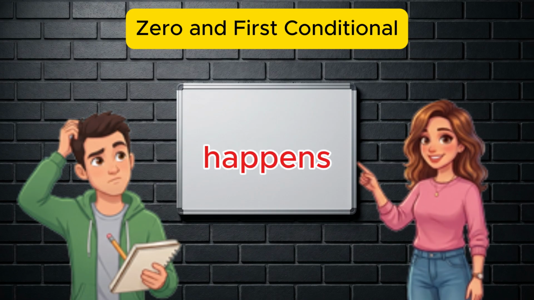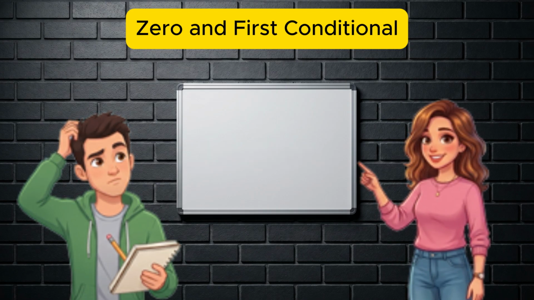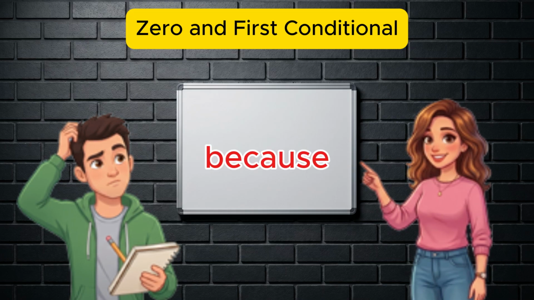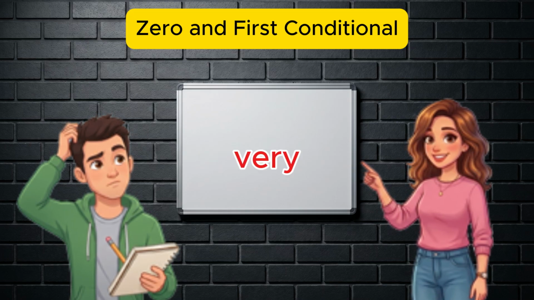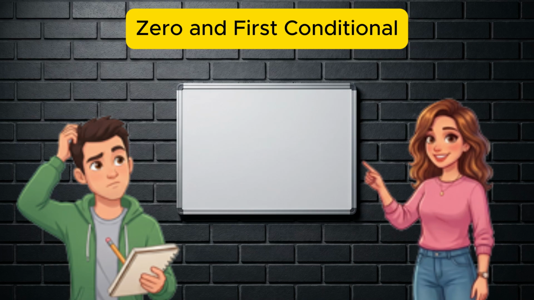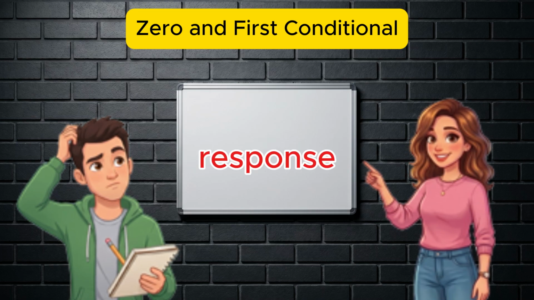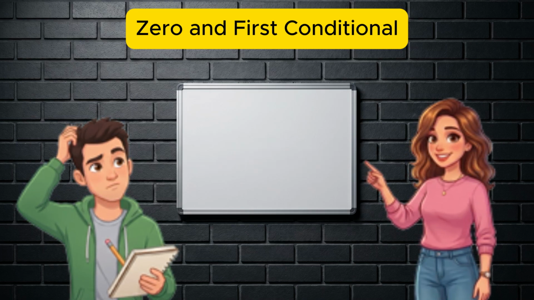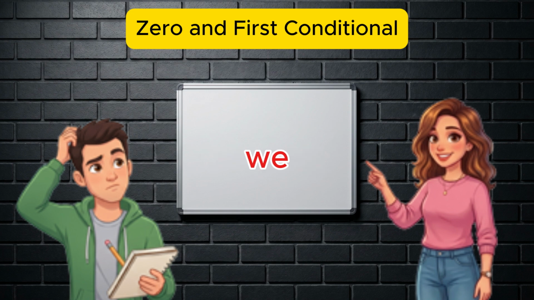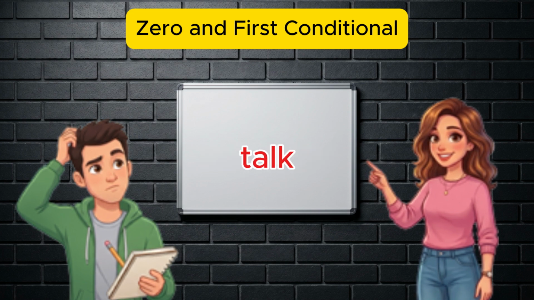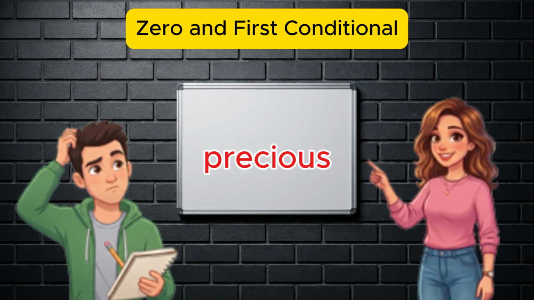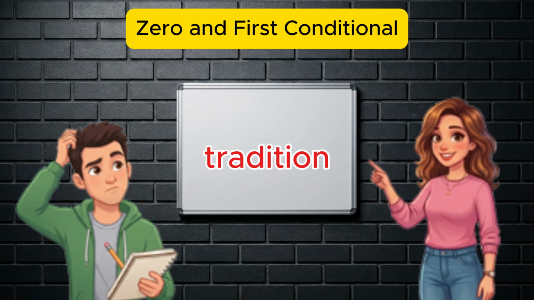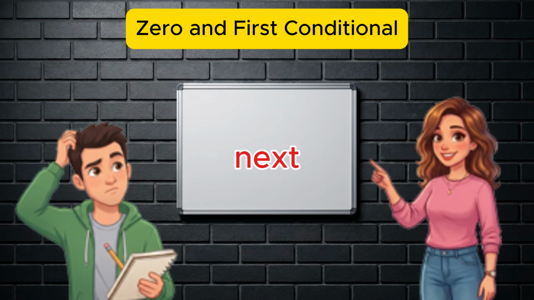What will you do if that happens this year? If someone forgets my birthday this year, I will understand, because everyone is busy. Very mature. First conditional response. What about family time? If I visit my parents, we always eat together and talk for hours. Precious zero conditional tradition. When will you visit next?